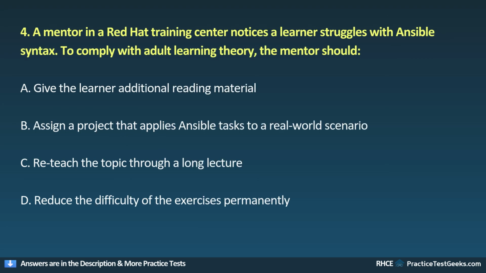4. A mentor in a Red Hat training center notices a learner struggles with Ansible syntax. To comply with adult learning theory, the mentor should A. Give the learner additional reading material. B. Assign a project that applies Ansible tasks to a real-world scenario. C. Reteach the topic through a long lecture. D. Reduce the difficulty of the exercises permanently.